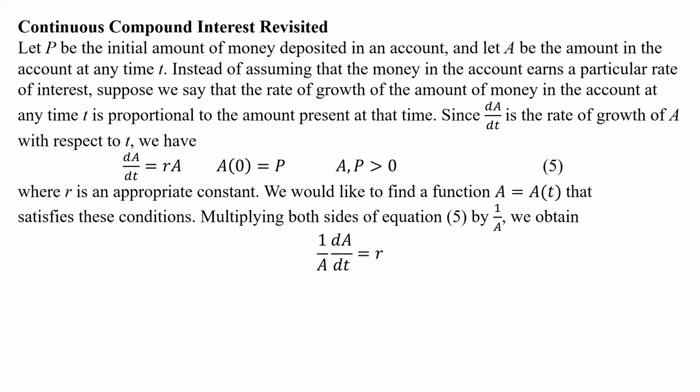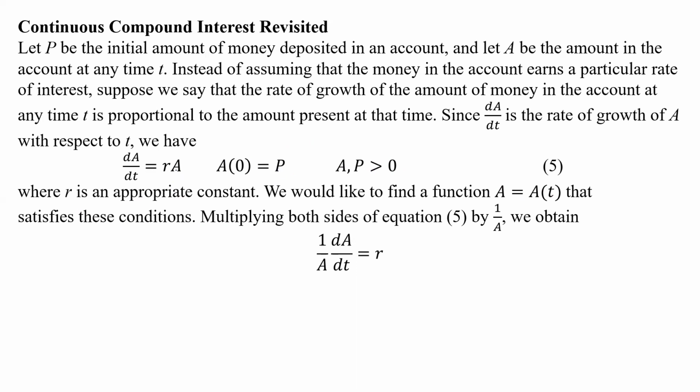time. So since dA/dt is the rate of growth of A with respect to time, so it's a change of A with respect to time, we've got dA/dt is equal to RA. And A of 0 is going to be P because at time 0, that's what we're plugging in, that principal amount. And A and P both have to be greater than 0. So that's kind of a key piece here. Now, R is going to be an appropriate constant, so it's some rate. Now, we'd like to find a function A equals A of t that satisfies these conditions here, okay?